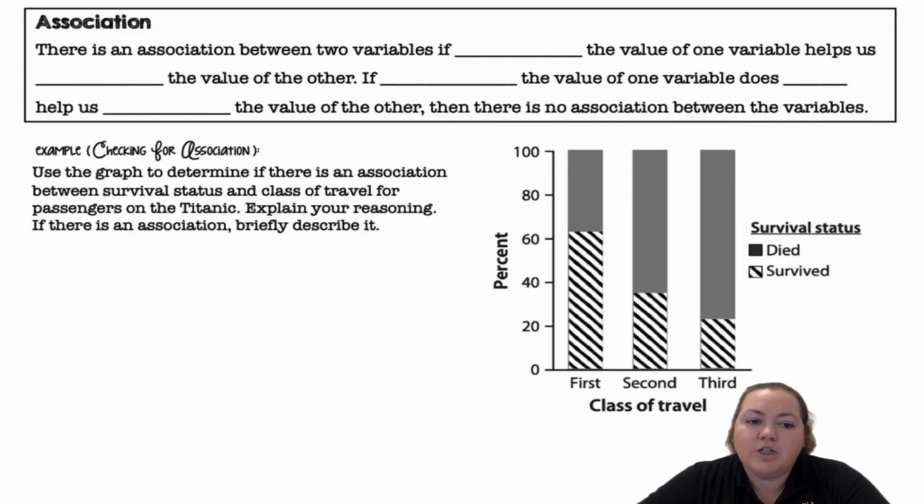All right, association. There is an association between two variables if knowing the value of one variable helps us to predict the value of the other. If knowing the value of one variable does not help us to predict the value of the other, then there is no association between the variables.